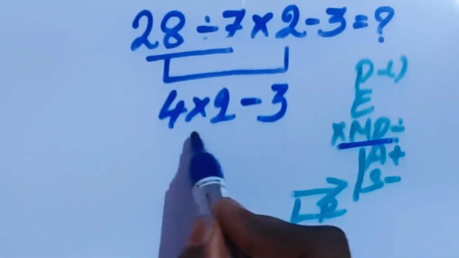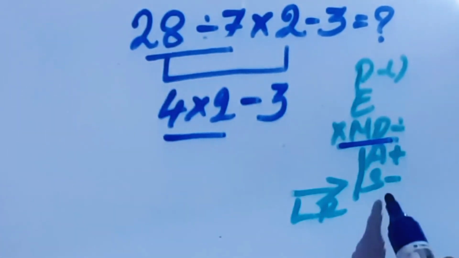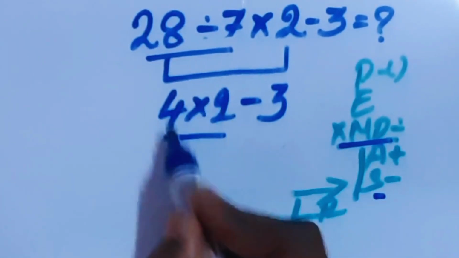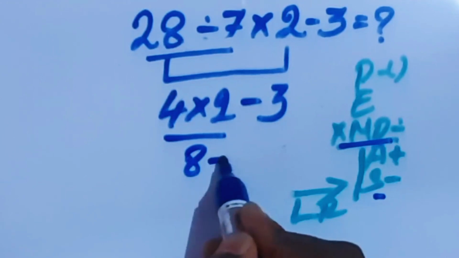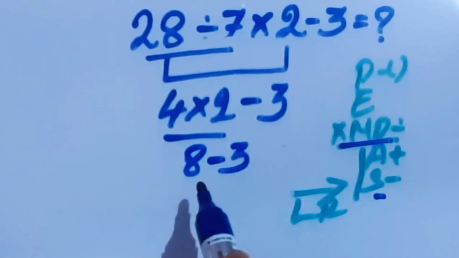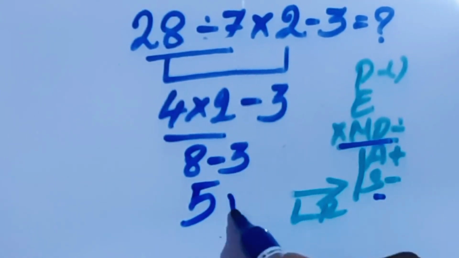Now we have multiplication and subtraction. This is a higher priority than this subtraction. So we have to complete this action before this subtraction. So this is 8 minus 3. Now 8 minus 3 is 5, which is the correct answer.